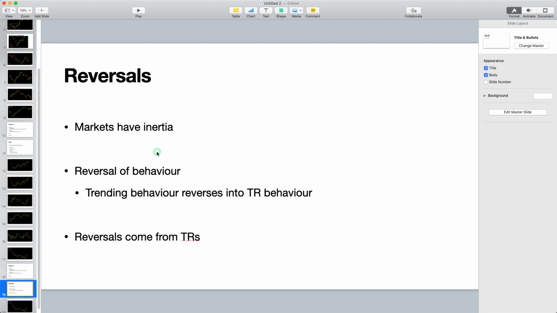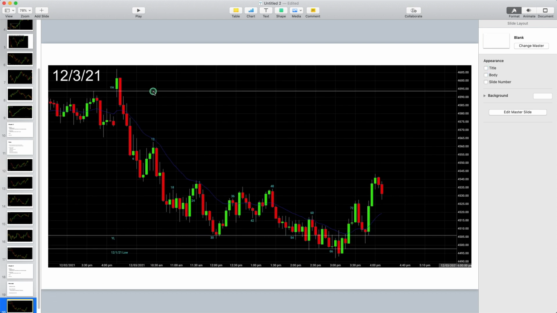And so here's where Al introduces the topic that markets have inertia. When we have a bear trend, anytime we try to reverse, it's probably going to become a trading range and a bear flag. Here we tried to reverse, but it became a bear flag. Here we tried to reverse, it became a bear flag. Here we had a stronger reversal that also became a bear flag.